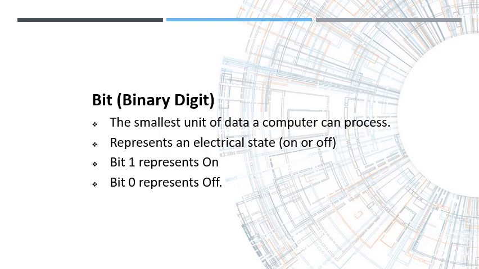Okay, what is a bit? A bit, or binary digit, is the smallest unit of data the computer processes, and it represents an electrical state, on or off. Bit 1 is on and bit 0 represents off.